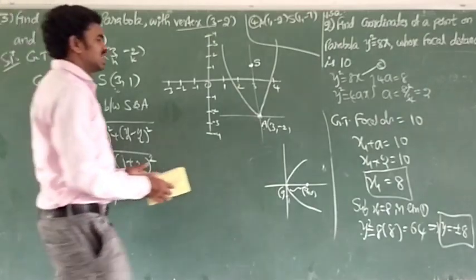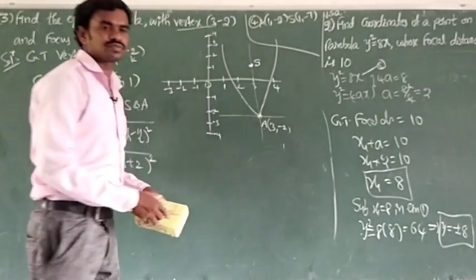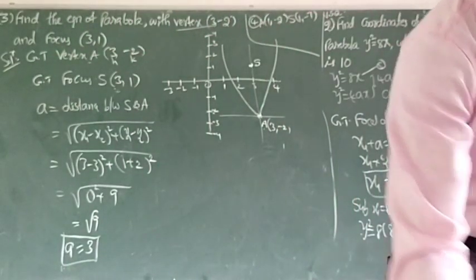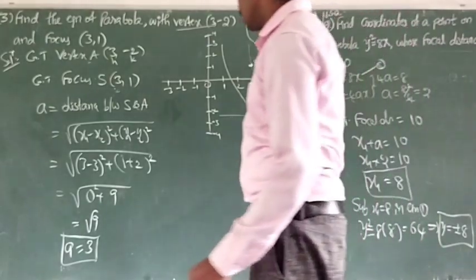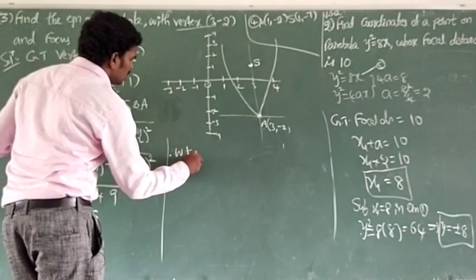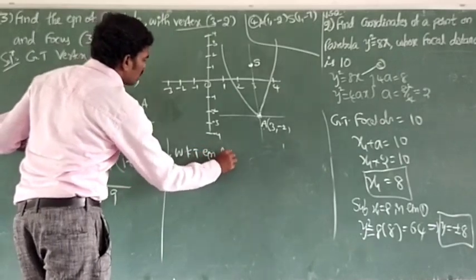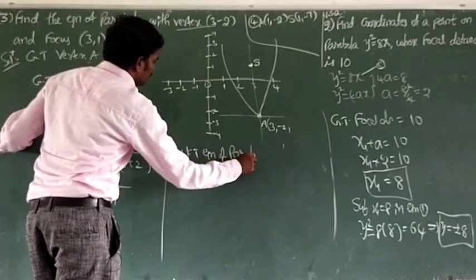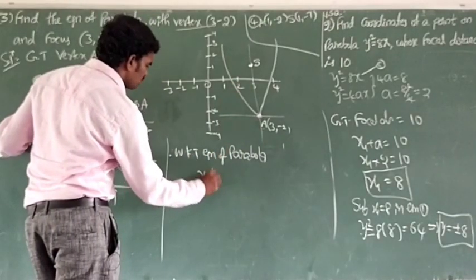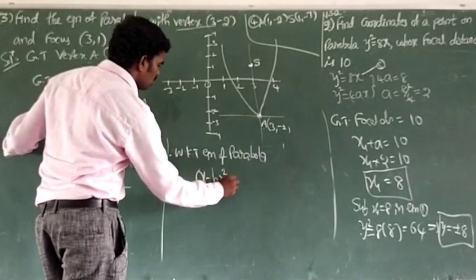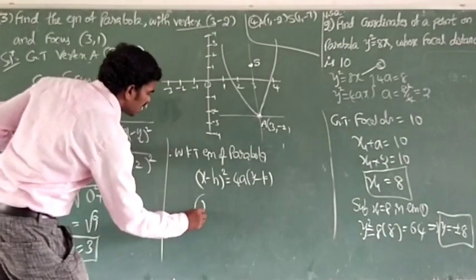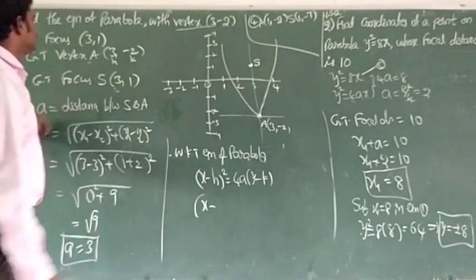So now write the general equation of the parabola. Any doubts? So now we know that for this type of structure the equation of the parabola is (x minus h) whole square equal to 4a into (y minus k). So x minus h means what?